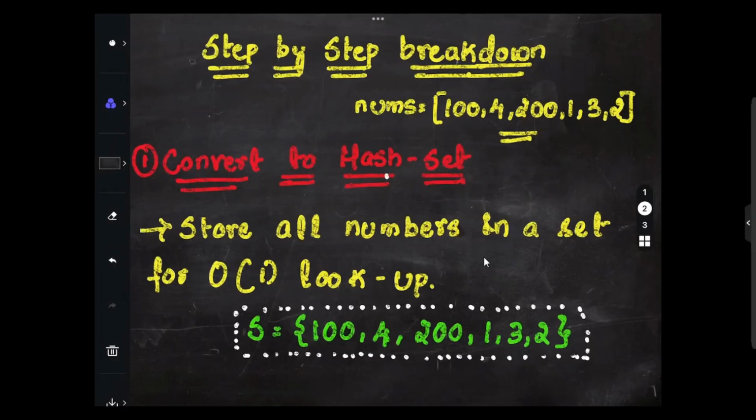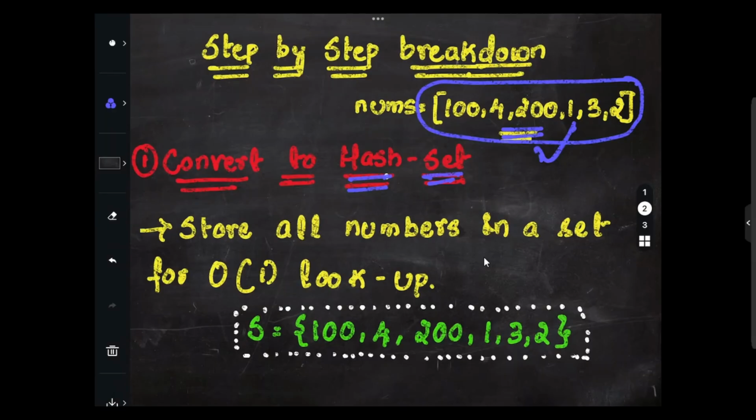So first thing here is we will be converting this to a hash set. So we will convert to the hash set, meaning we will store all the numbers in the set. We have the numbers here in this case: 100, 4, 200, 1, 3, 2. First thing is we will be storing these in the hash set, right? Why? Because of the Big O of one lookup. So overall time complexity would be Big O of n in this case.